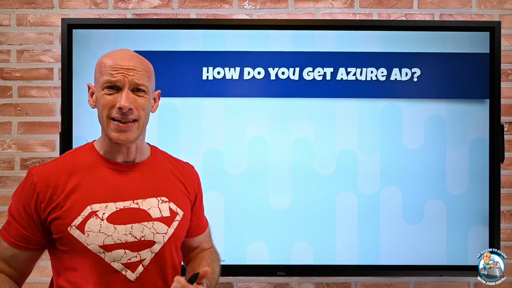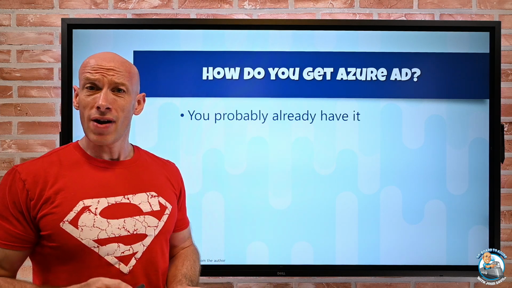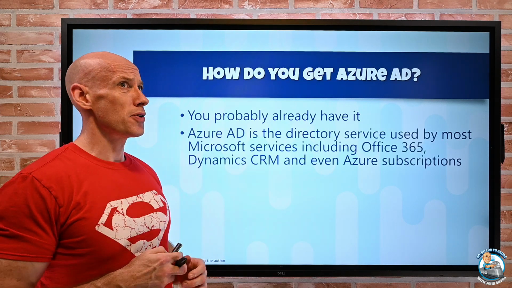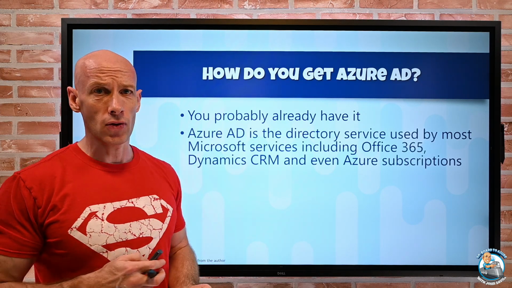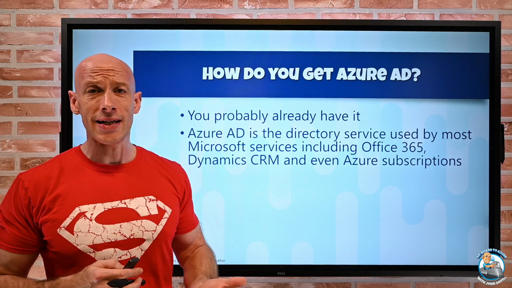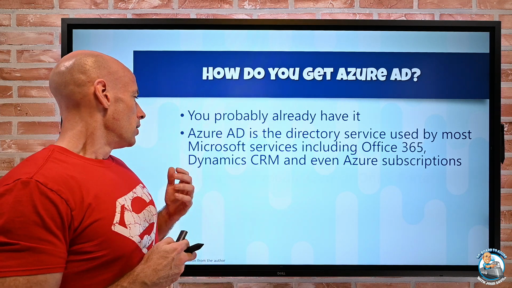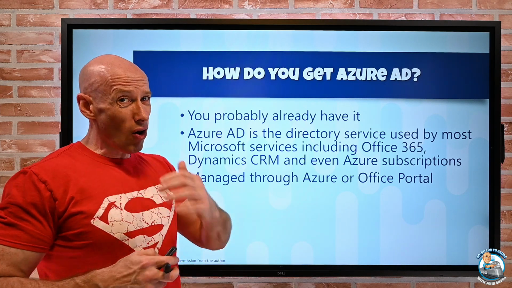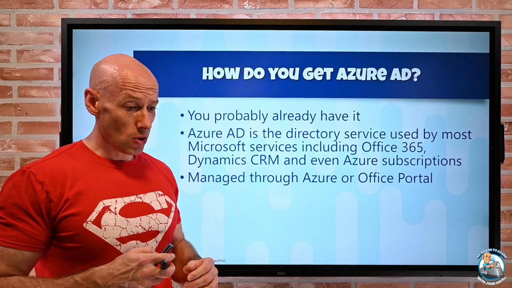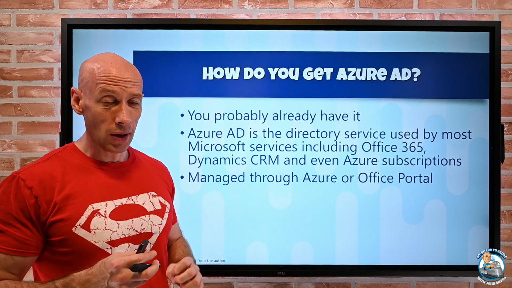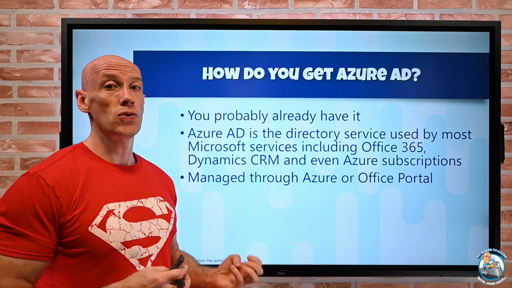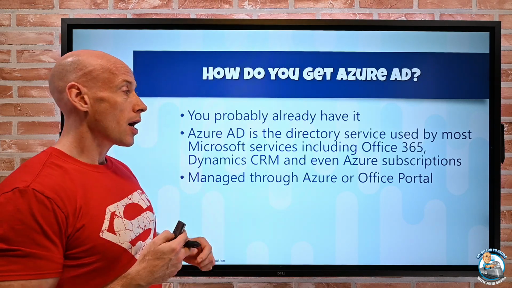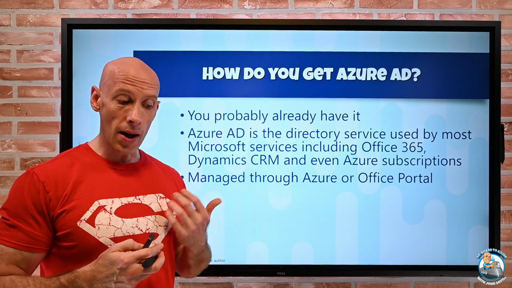So how do you get Azure AD? Well, the chances are you have it already. If you have Office 365, if you're using Intune, if you have an Azure subscription, you have an Azure AD. It's managed through Azure or Office. So if I'm really just an Office user, I can just go to the Office 365 portal and do basic management of users and groups and licensing through the Office portal. I can also use the Azure portal, which is what I'm doing.